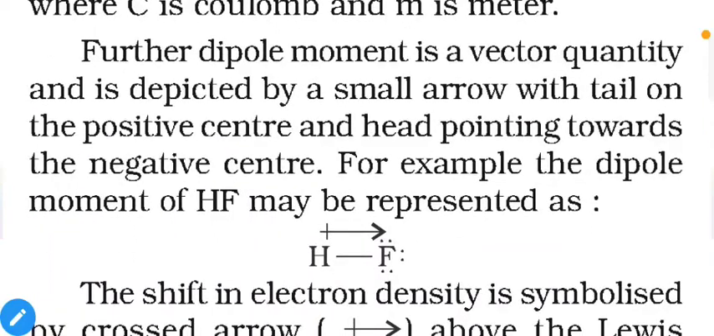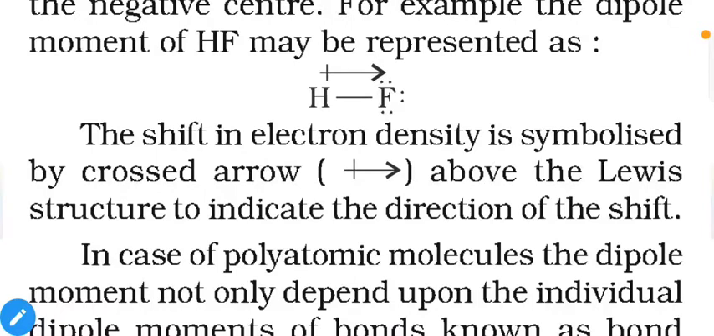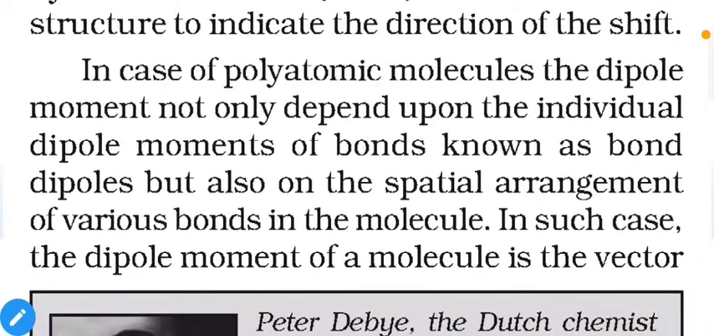Further, dipole moment is a vector quantity and is depicted by a small arrow with the tail on the positive center and the head pointing towards the negative center, which represents that electrons are attracted towards the negative center or more electronegative element. So in case of HF, we can represent it like this. The arrow will start from hydrogen and go towards the fluorine, which represents that electrons are more attracted towards the fluorine. The shift of electron density is symbolized by the crossed arrow above the Lewis structure to indicate the direction of the shift.